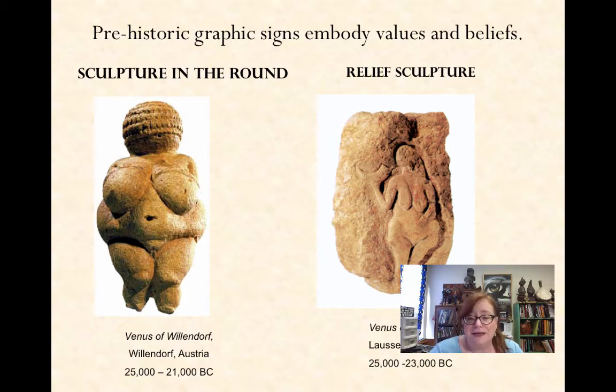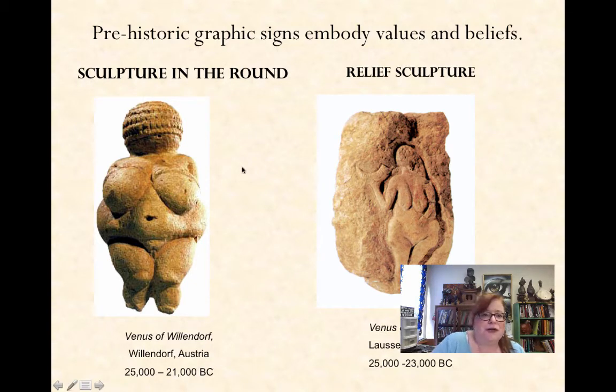So we're looking at these figures. The Venus of Willendorf is on the left. Venus of Lespugue is on the right. They have very large bellies and hips. They have very large breasts. Neither one of them really possesses a face. And there's not an emphasis on arms and hands.